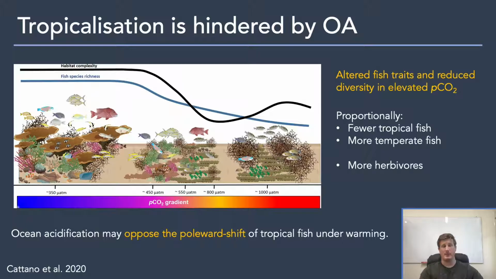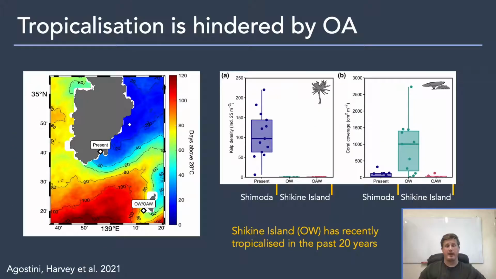And so we actually have a very interesting system where I'm based in Japan. So on the map on the left there, the OW/OAW is the Shikine Island control and CO2 seep I've been talking about. The present indication there is the location of the marine station I'm normally based at. And we actually have a very different temperature regime between these two locations. And this is due to the influence of the Kuroshio current, which brings warmer water from further south.